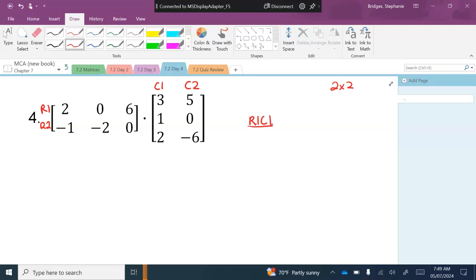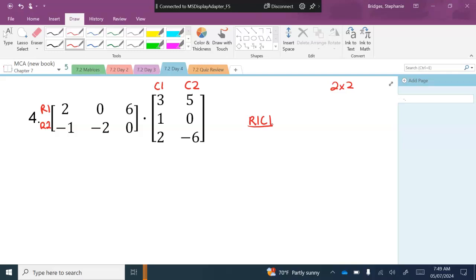What's 0 times 1? 0. Remember, we're adding it. And then this time we have an extra term, so we're going to go across and down again. And we're going to multiply those. And 6 times 2 is 12. So I'm going to add those together. 6, 0, and 12 gives me 18.